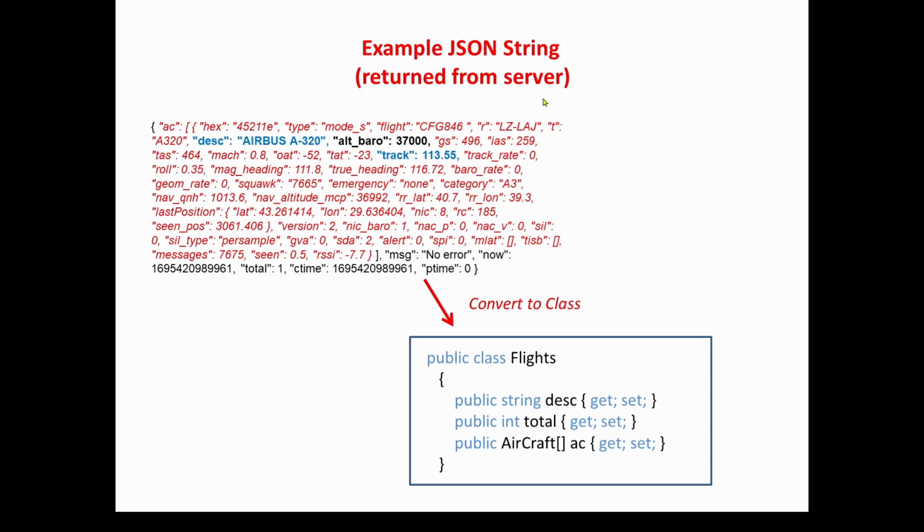And you can see if you look in here, there might be some things that look familiar. DESC is Airbus A320. So that's the description of the aircraft. Alt baro is barometric altitude, 37,000 feet. Track, 113.55, that's probably the heading. So we can start to see that there is some useful data here that we can extract. Again, we don't need 90% of this stuff, but we can make a class that has description, barometric altitude, and track, and maybe some other information that we can actually use for our application.